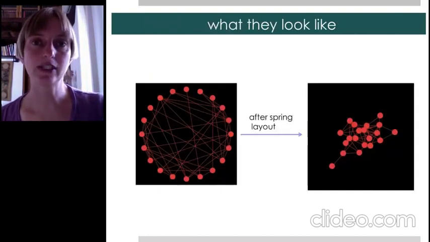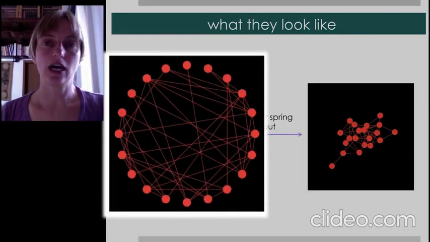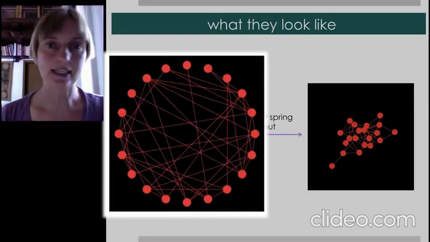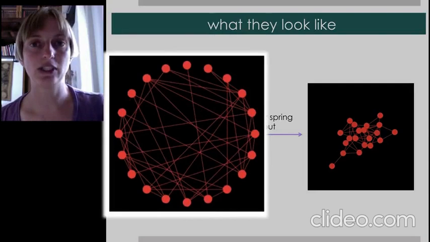What do these networks look like? Here I've laid out the nodes on a circle, I think it's 20 nodes, and I've added some edges at random.